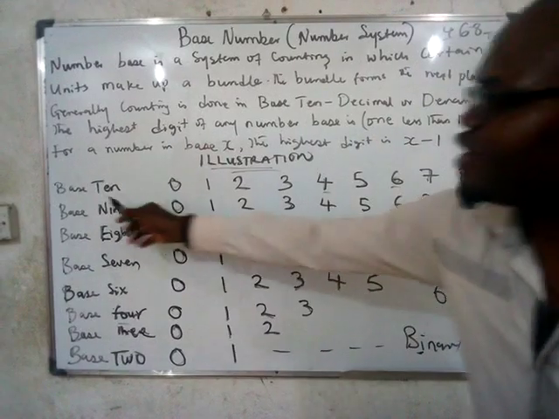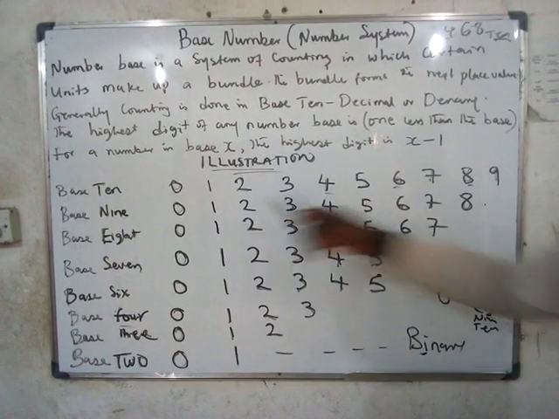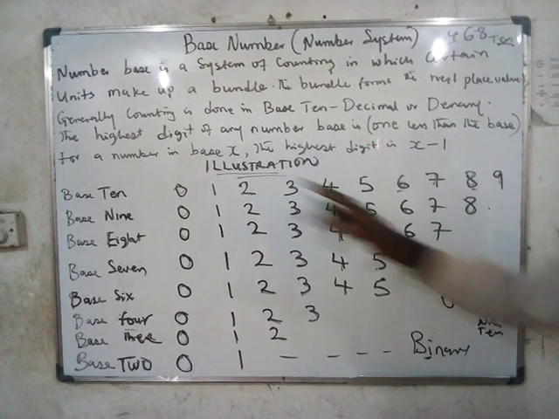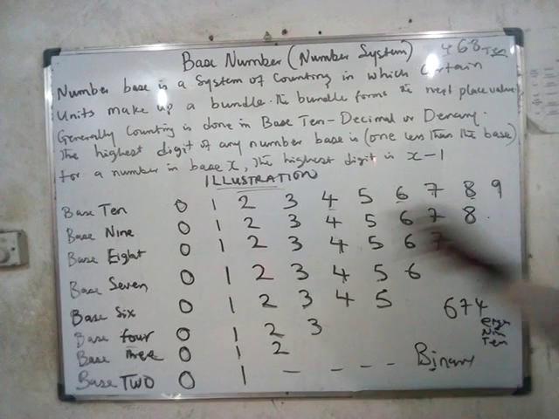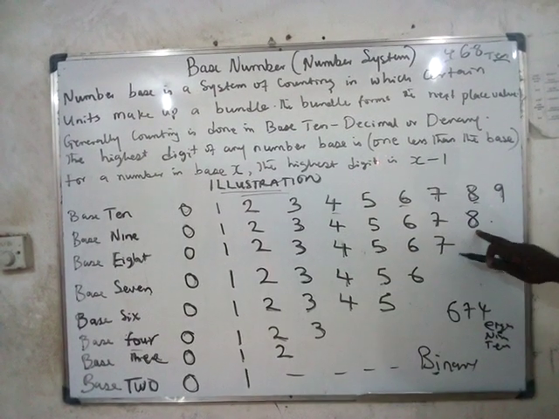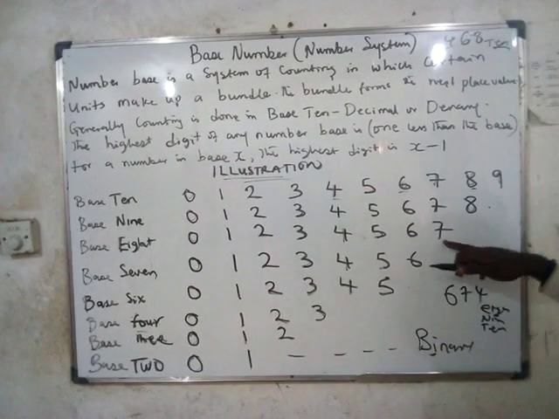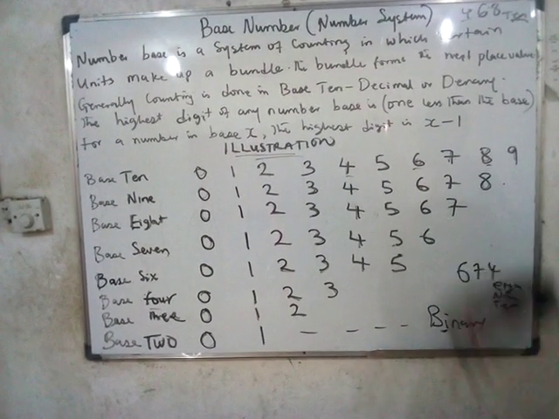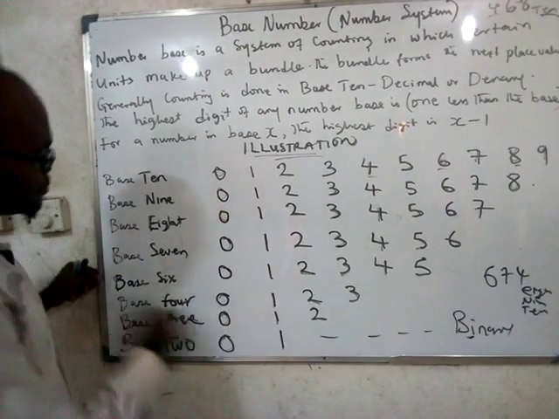Yes. So for every number of any base, the highest digit will be the base minus 1. Is that clear? For 10, the highest digit is 9, which is 10 minus 1. For 9, the highest digit is 8, which is 9 minus 1. For 8, the highest digit is 7, which is 8 minus 1. Like that. Which base did I miss here?